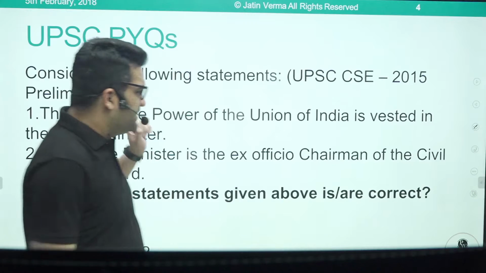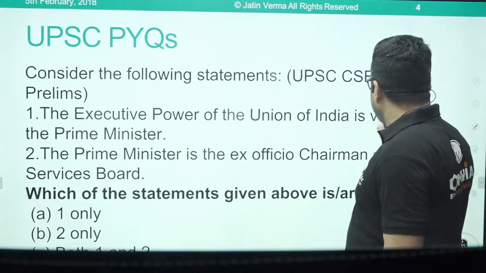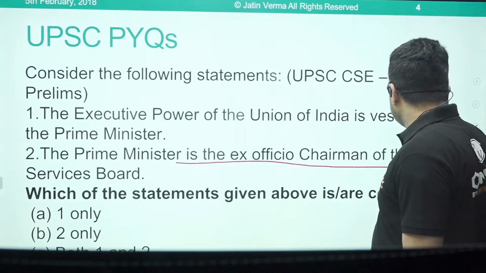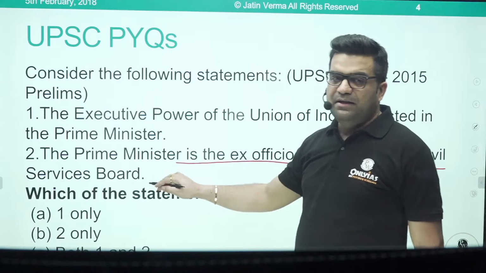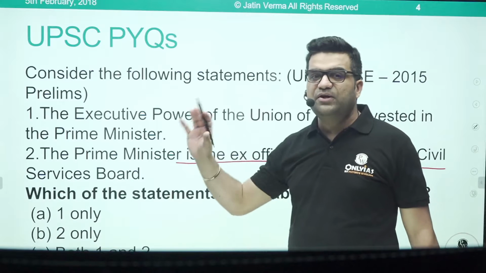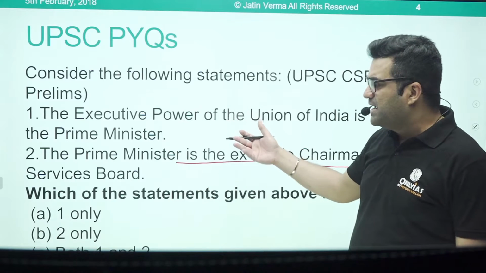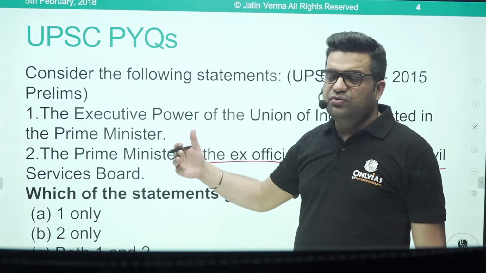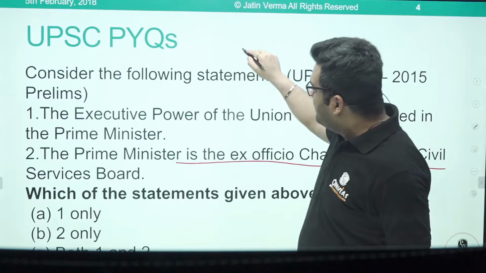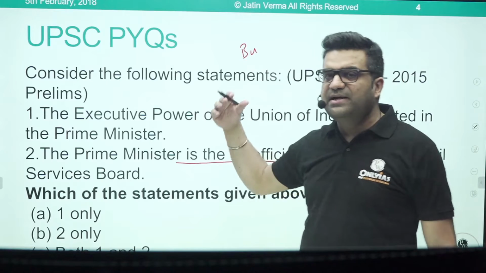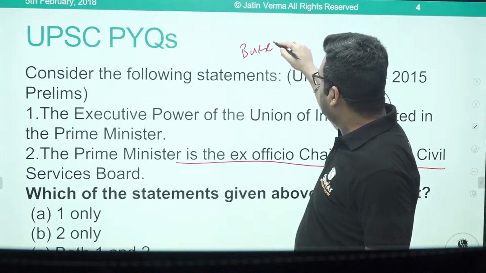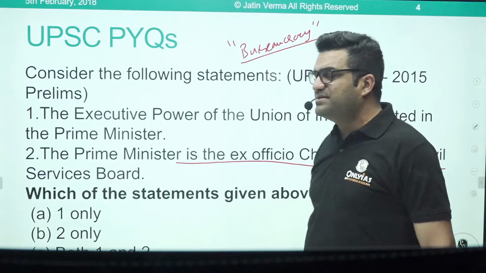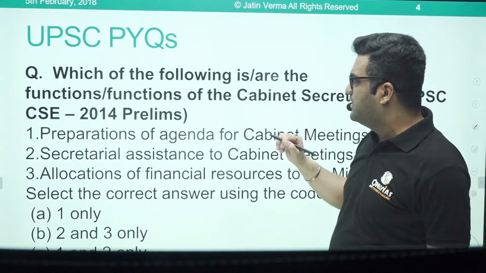Consider the following statements. Number one, the executive power of the Union of India is vested in the Prime Minister. Then, the Prime Minister is the ex officio chairperson of the Civil Services Board. Now, UPSC is not confining itself to the political executive only. These questions, like the Prime Minister being the head of the Civil Services Board, are venturing into the bureaucracy: cabinet secretariat, cabinet secretary, etc. So you have to be thorough with those details which were previously not an active area to ask questions from.